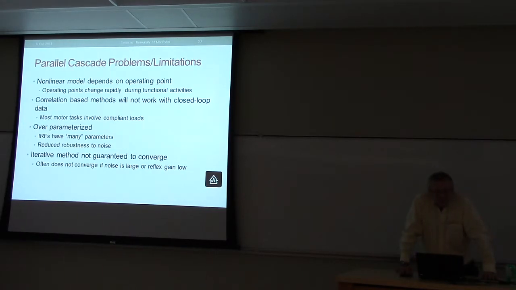Now, there are limitations to this. First of all, our nonlinear model depends on the operating point. And in functional activities, these operating points change. Secondly, the correlation-based methods are going to run into trouble with compliant loads because you'll be identifying a closed loop. Third, they're over-parameterized. Each impulse response has a large number of parameters. And what that means is that in noisy situations, you're going to have trouble coming up with good estimates. And finally, it's an iterative method, iterating back and forth between the intrinsic and the reflex. And there's no guarantee it will converge. In fact, we now know that it doesn't converge under some conditions.